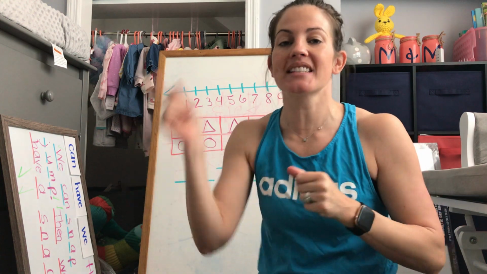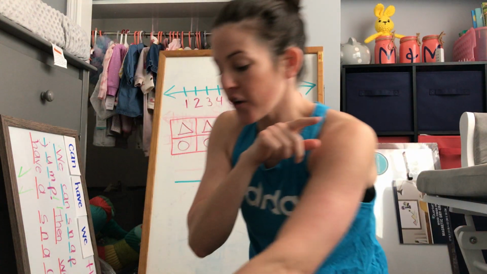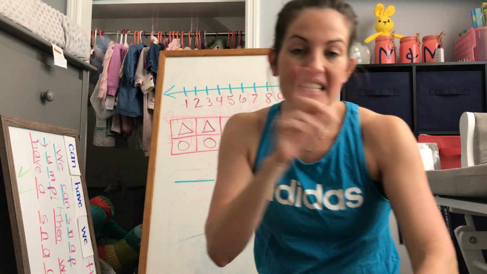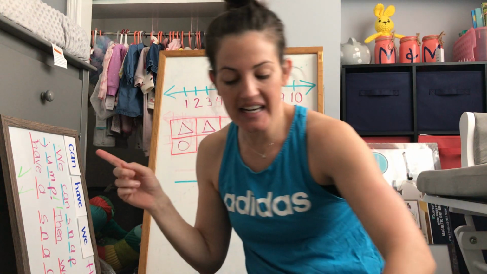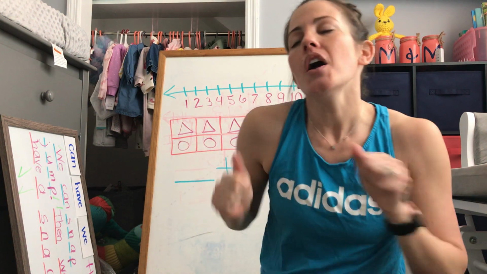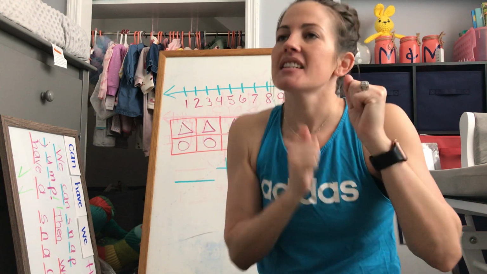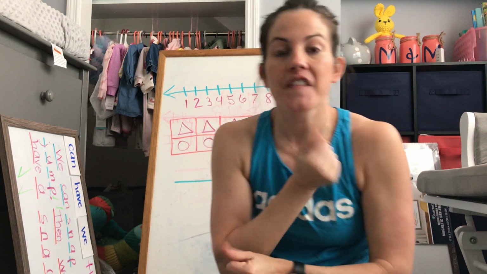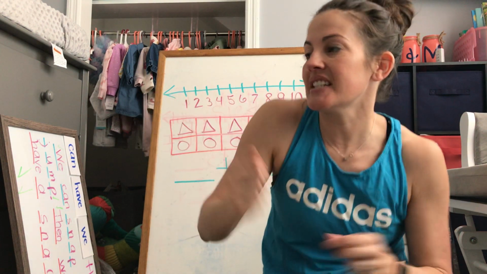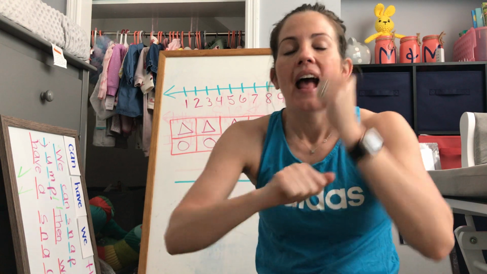Here we go. It's 10, 20, 30, 40, 50, 60, 70, 80, 90, 100. That's how you count by tens. Go again. It's 10, 20, 30, 40, 50, 60, 70, 80, 90, 100. That's how you count by tens.